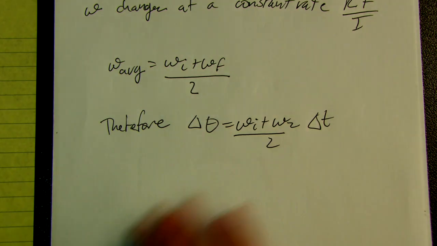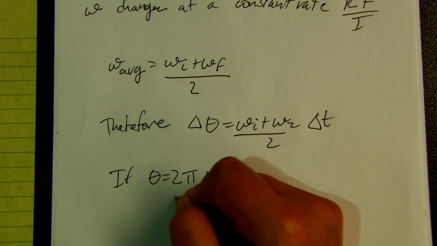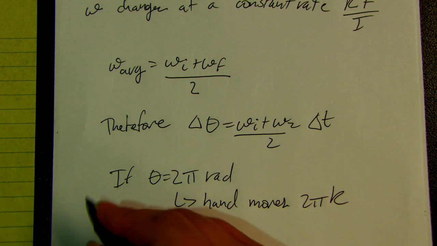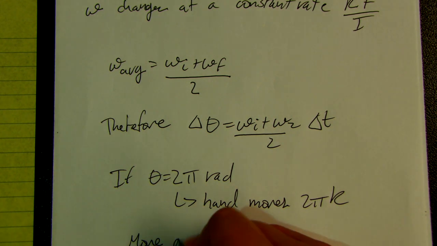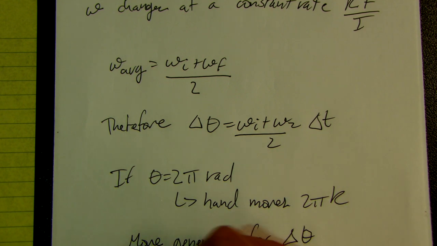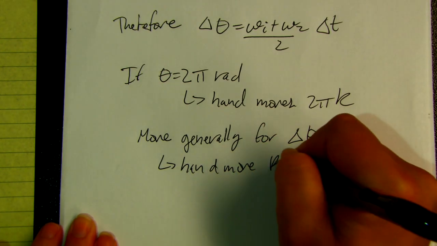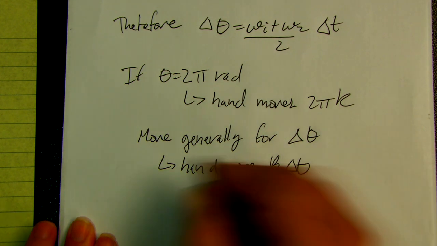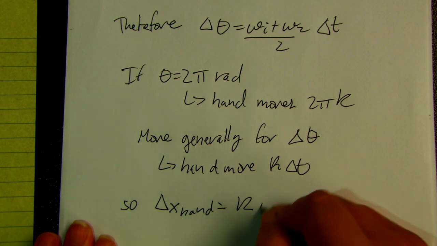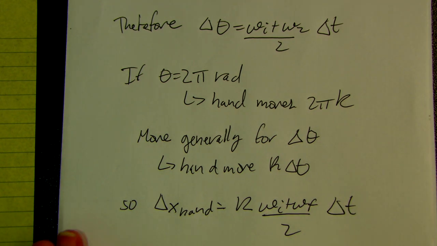All right, so we can use this now to get after length. So if theta is equal to 2 pi radians, the hand moves 2 pi r. More generally, for delta theta, the hand moves r delta theta. So the change of x for your hand is equal to r times omega I plus omega final over 2, times delta t. And we got there.